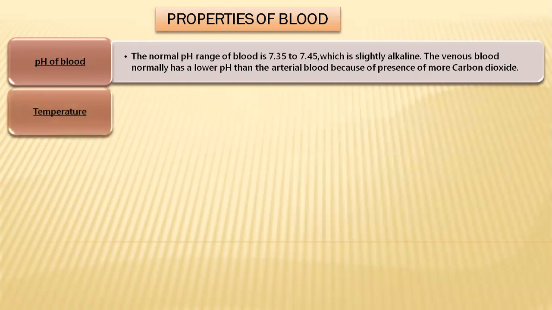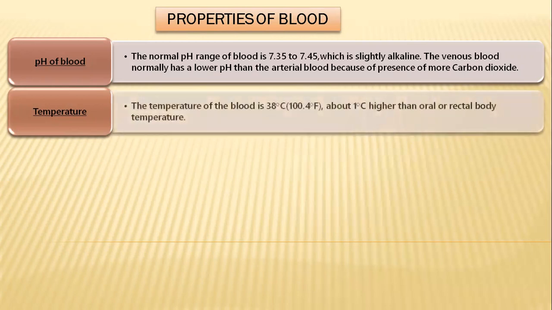The other property is temperature. So the temperature of blood is about 38 degrees Celsius. And this 38 degrees Celsius is about 1 degree Celsius higher than the oral or the rectal body temperature. So the normal temperature that is taken, mainly we use oral temperature and rectal temperature. So when you're taking temperature from a patient, whatever recording you get as oral or rectal temperature, the temperature of blood should be 1 degree Celsius higher than that.